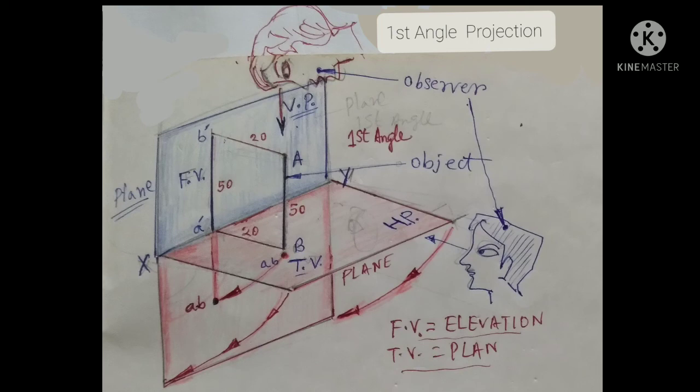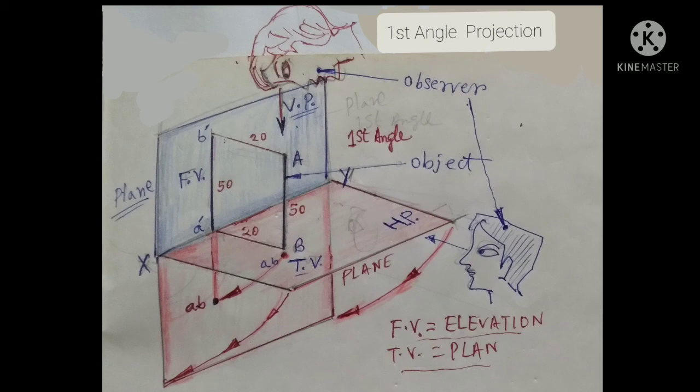Now we arrange our problem in these two planes. Here we can see that the line AB, which is 50 millimeter long, is standing on the HP perpendicularly and parallel to the VP, and in front of the VP the distance is 20 millimeter. Now the front view will appear on the VP, which is A dash B dash, and the top view will appear on the HP, just like a point AB.